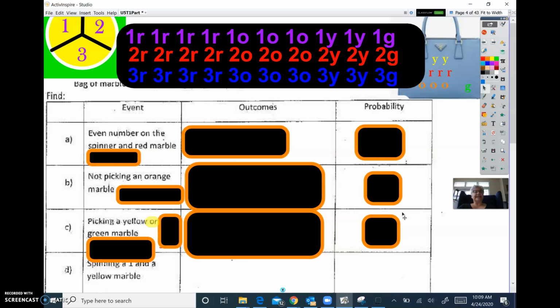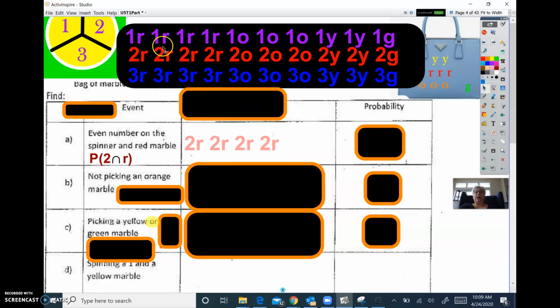First question, A, asks for a 2 on the spinner and a red marble. When you see "and," it means intersection. So you've got that upside down U, and you would write it as the probability of 2 and red. When I look at my sample space, I'm only going to look at 2R, spinning a 2 and picking a red marble. There are 1, 2, 3, 4 possible outcomes for that. So 4 would be my numerator, and there are 30 possibilities, so 30 would be my denominator.